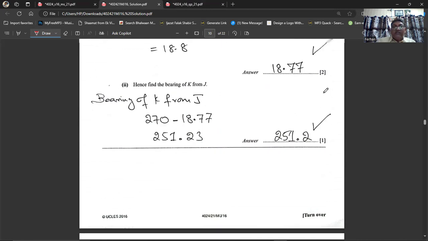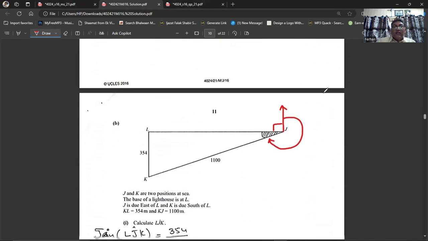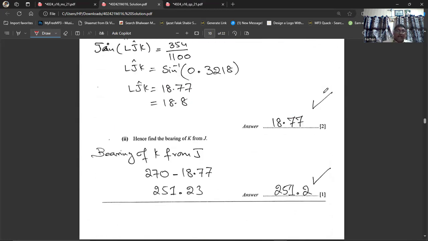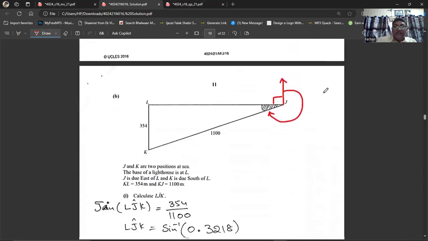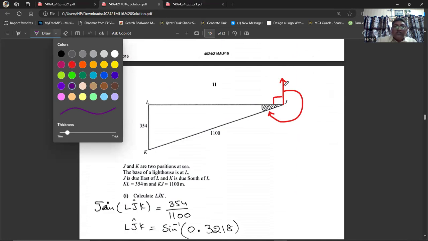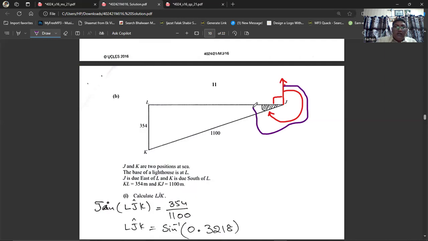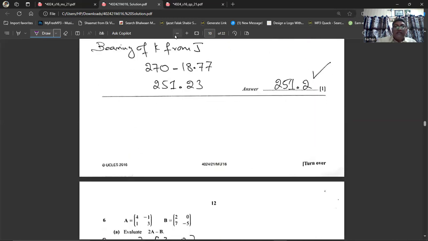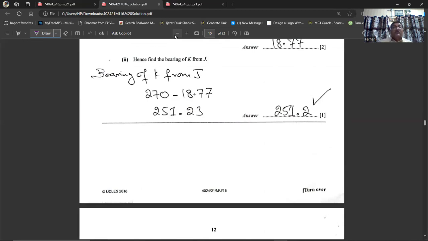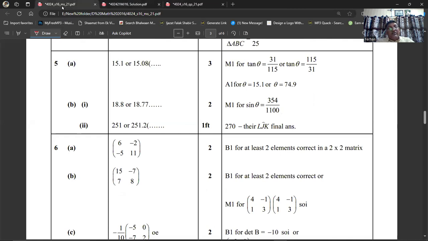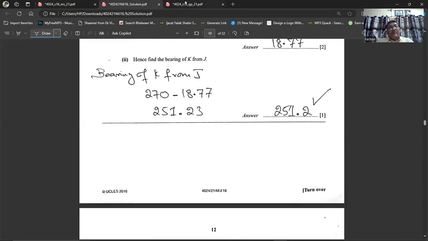The bearing of K from J. Another method can be: we know this bearing. Let me change the color. From here till here, this angle is 270. So from 270 subtract this angle, then you will have this bearing. So the bearing of K from J will be 270 minus 18.77, that is 251.23. 251.2 is the right answer, sir. So this is how you do question number 5.